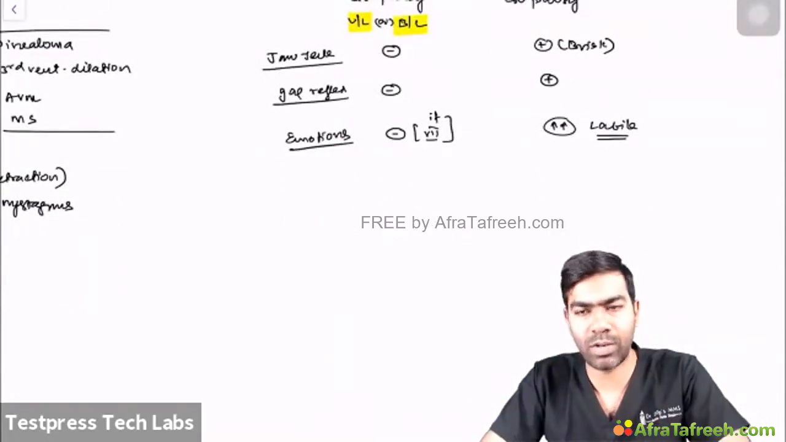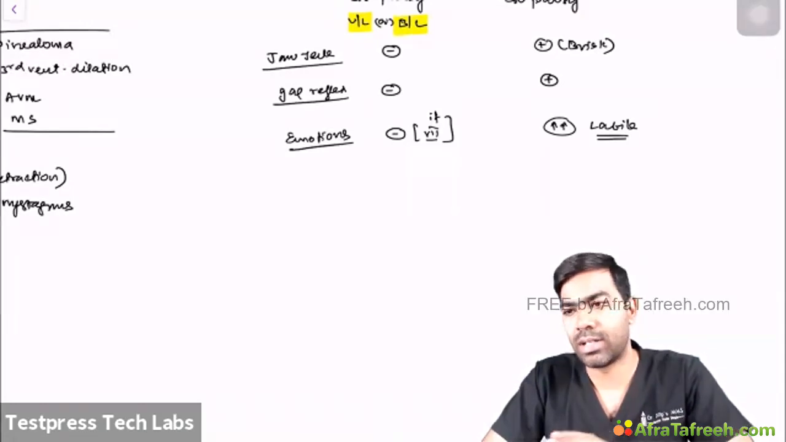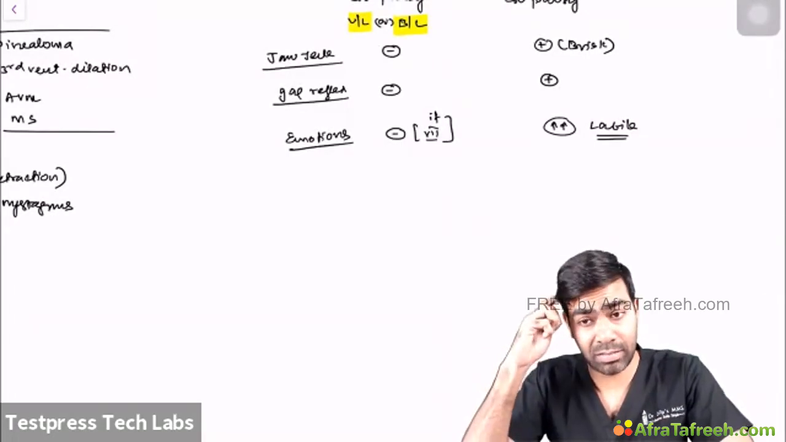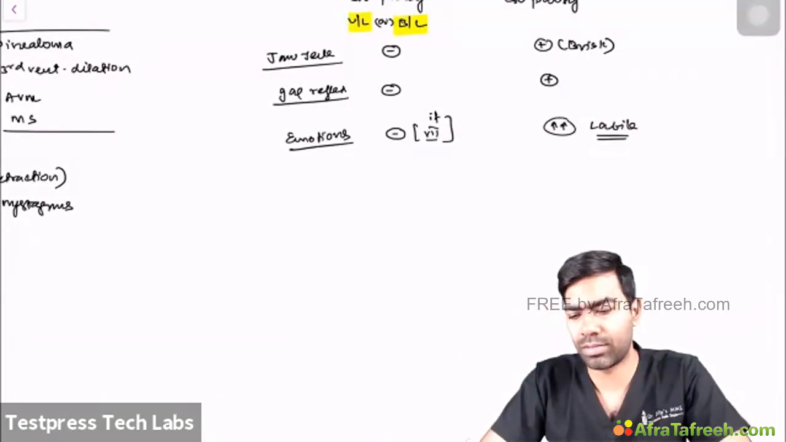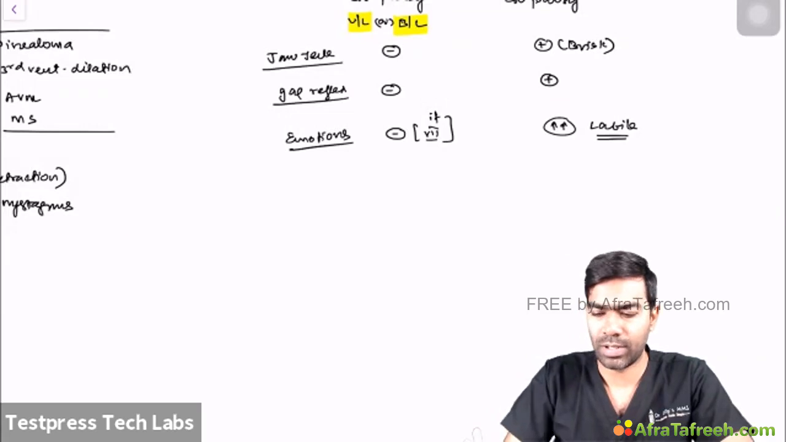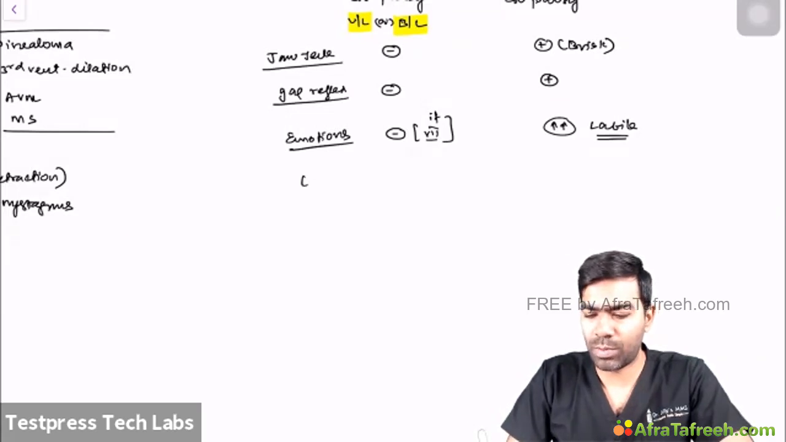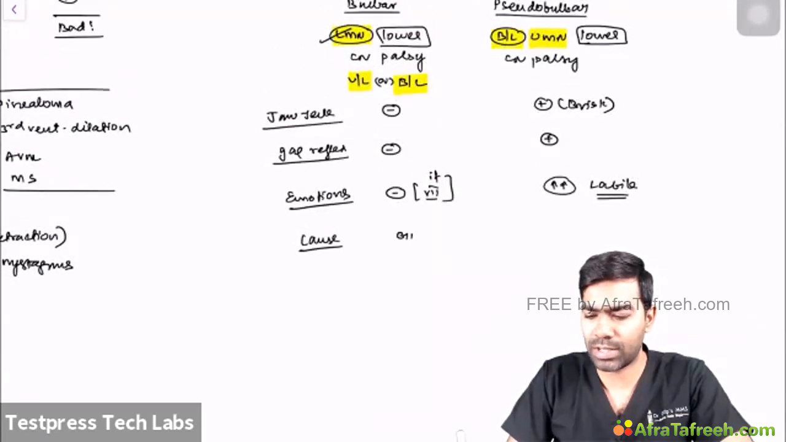This time I'll explain later on when I'm talking about the DTRs in the spinal cord. So emotions will be labile. Labile means they'll be crying, they'll be laughing, and there'll be a very labile emotion. So there'll not be a standard emotion. And then what will be the probable cause? The usual probable cause, the most important for exams, is the Guillain-Barré syndrome.